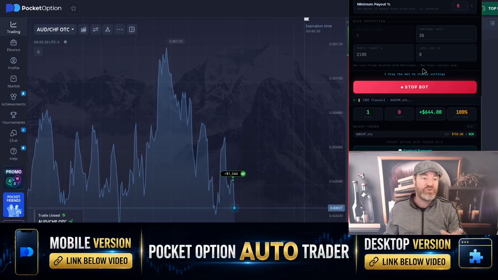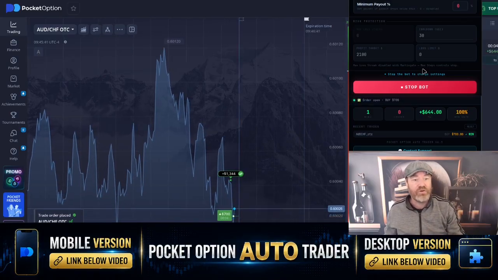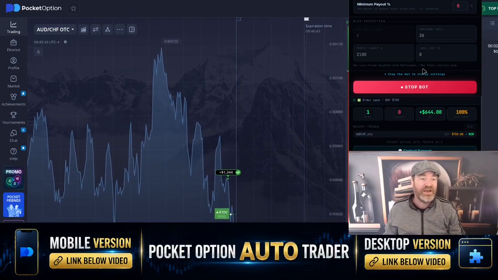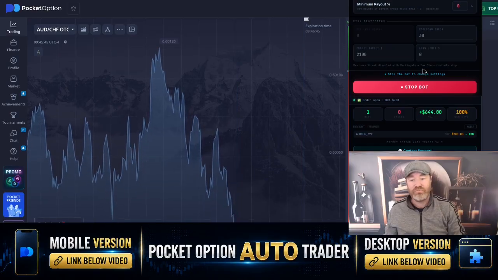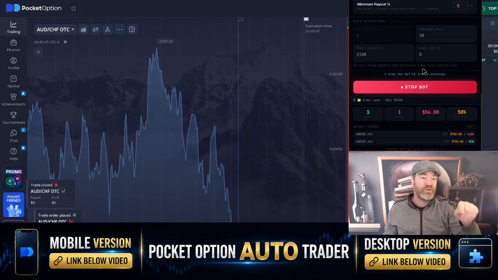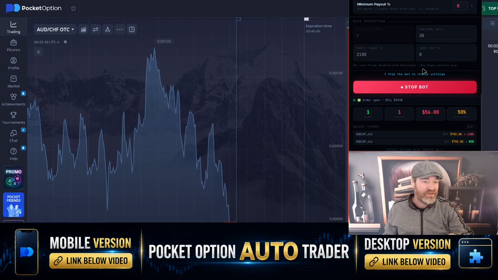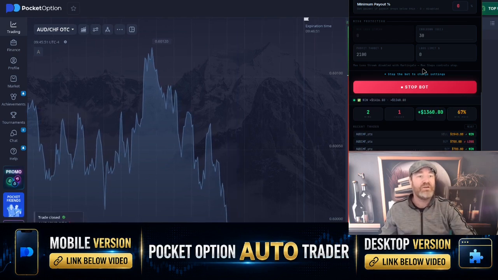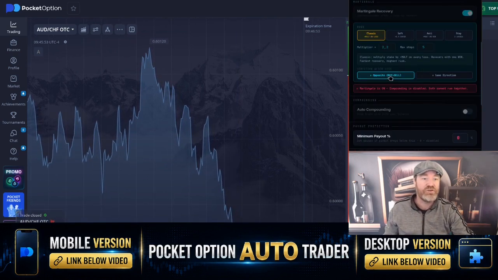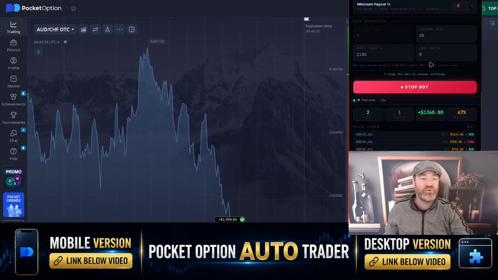So you see the first trade did turn into a win. We have now one win, 100% win rate and $644 profit. Now as the trade goes against us, he's now going with a sell trade, as we have chosen that we are using the opposite direction if we're losing a trade.